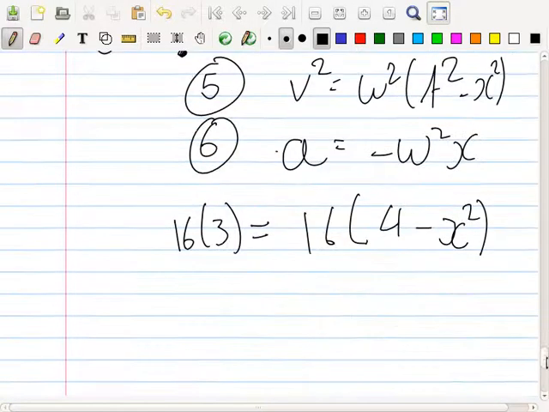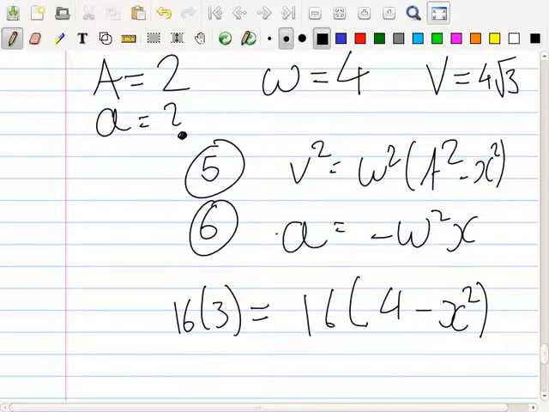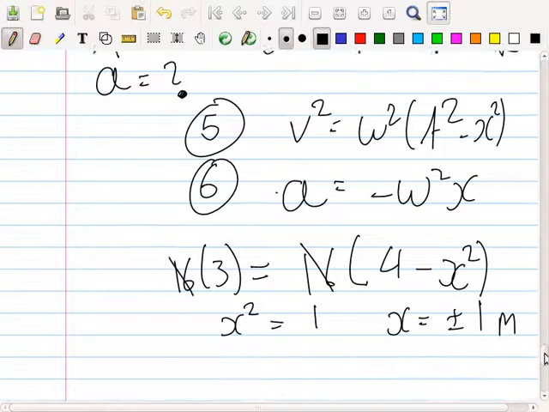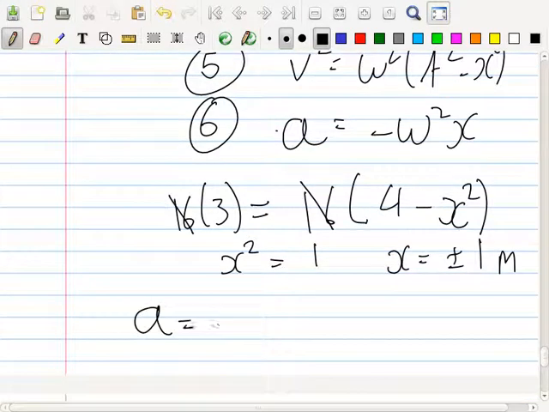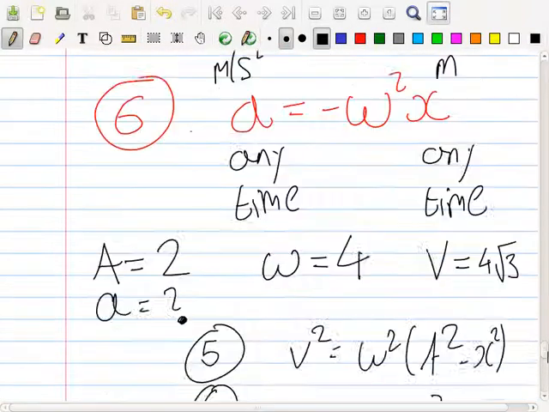Are you clear with this? So the 16s cancel, and here I get X squared equals 1. So X equals plus or minus 1 meter. Now, what formula will I use? Number 6. A equals minus omega squared, which is 16, times plus or minus 1, so that equals plus or minus 16. What answer did I get the other way? I got minus 16.